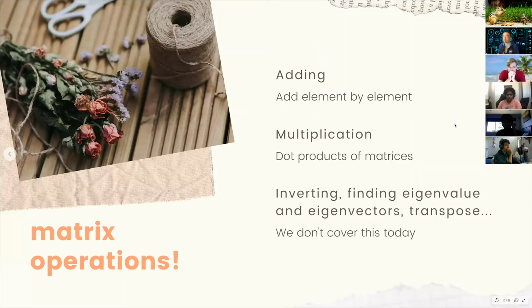Okay, so with matrices, you can have different operations. You can add them together. You can multiply them together. You can invert them, find the eigenvectors and eigenvalues, and transpose. We're not talking about the more advanced categories. We're going to talk about addition and manipulation. And you will see how these matrix operations are associated with deep learning, right? So we'll see that.